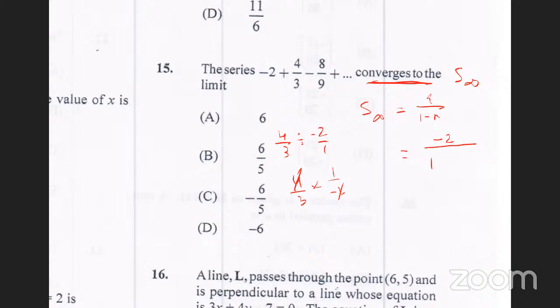I got minus 2/3. Let me just make sure. Minus 2/3. Yeah, that's right. So I am getting minus 2 divided by 1 and 1/3, that's 5 on 3. When you flip it over, it's minus 6 on 5. C.